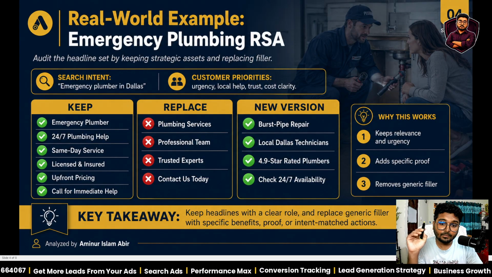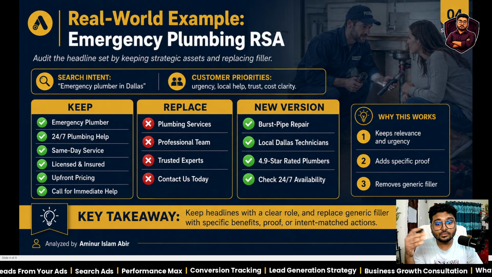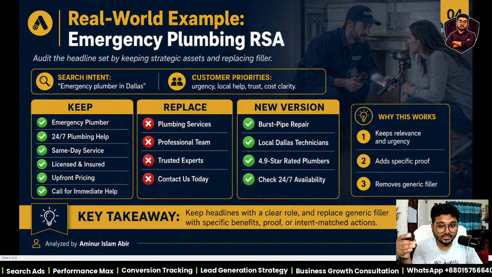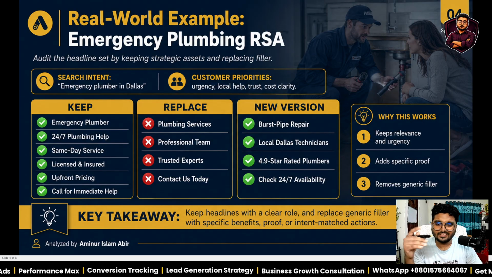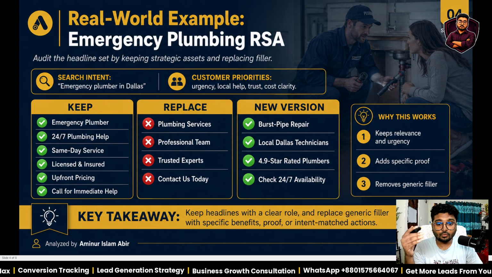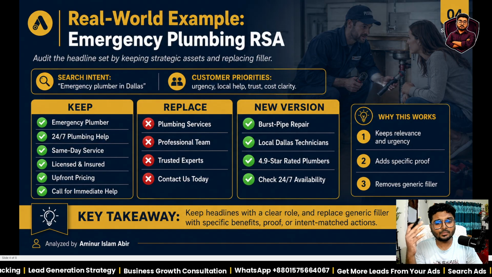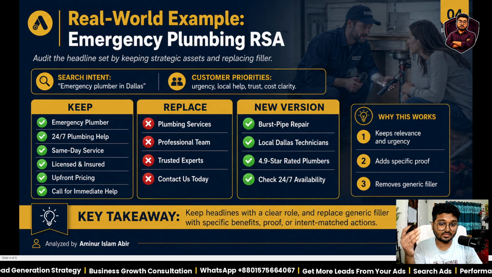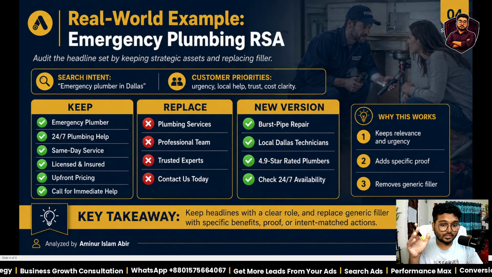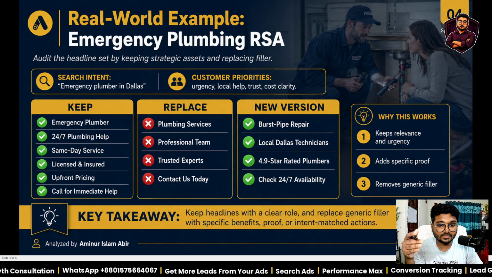Now consider plumbing service. It's too general for an emergency ad group. Replace it with burst pipe repair. This adds a more specific emergency service message. Next, professional team. This is weak. Replace it with local Dallas technician. This gives local value and clear service trust. Now trusted expert. This claim has no proof. Replace it with rated 4.9 stars, only if the business can support that claim. Finally, contact us today. This is weak for an emergency customer. Replace it with check 24/7 availability.